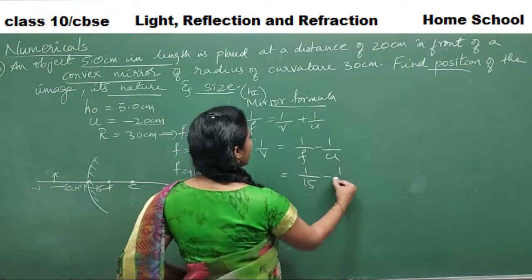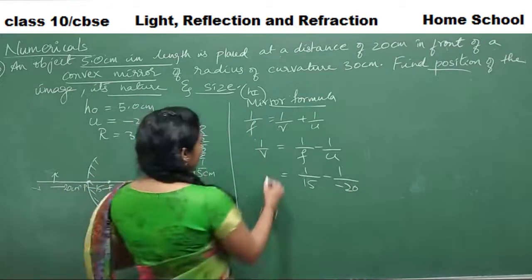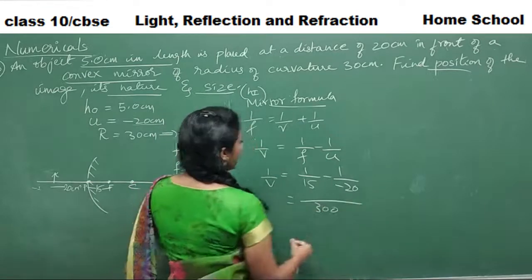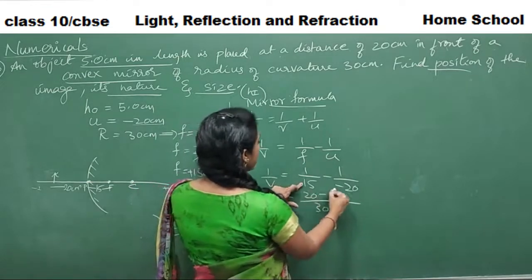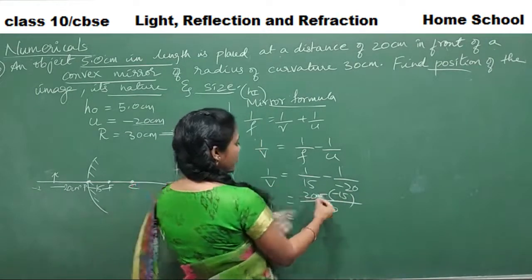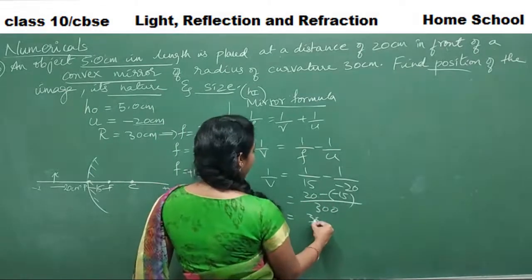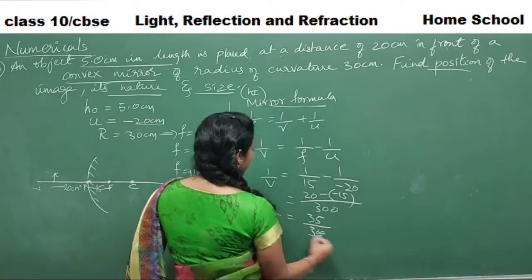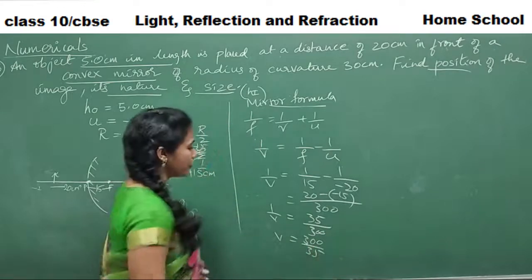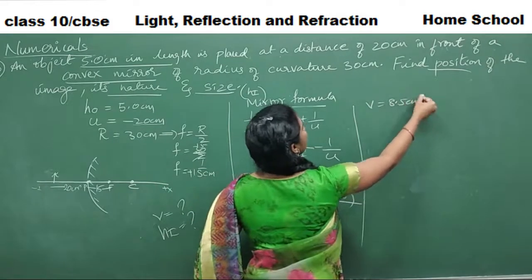15 centimeter minus U value is how much? U is minus 20 centimeter, right? So that is your 1 by V. So 15 into 20, that is 300. In the numerator, you will take 20 minus of minus 15. So 1 by V is equal to 20 plus 15, that is 35, right? 35 divided by 300. So V is equal to 300 divided by 35. So you get your V value approximately 8.5 centimeter.